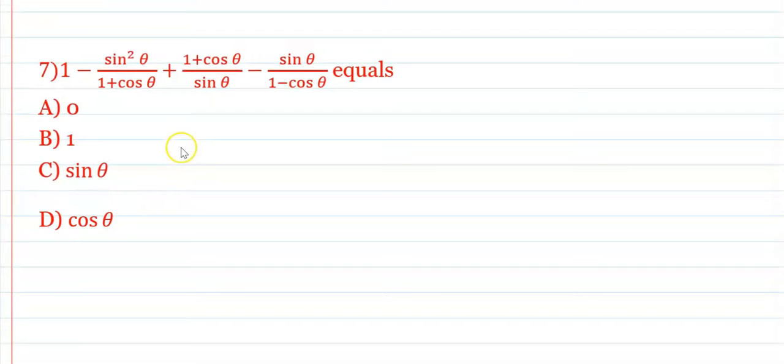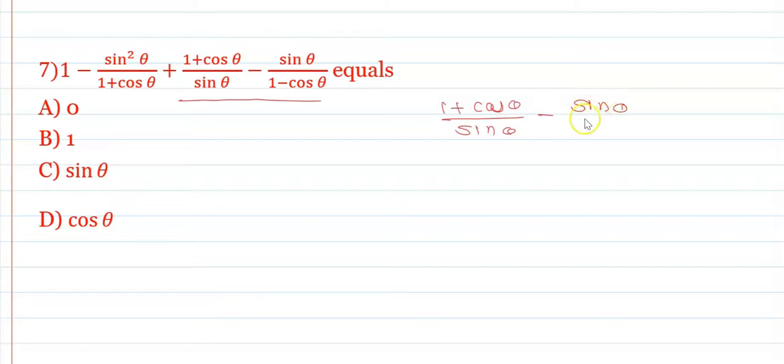Next. Now, in number 7: 1 minus sin square theta upon 1 plus cos theta, plus 1 plus cos theta upon sin theta, minus sin theta upon 1 minus cos theta. Now first we will simplify these two terms. See this here, 1 plus cos theta upon sin theta, minus sin theta upon 1 minus cos theta.